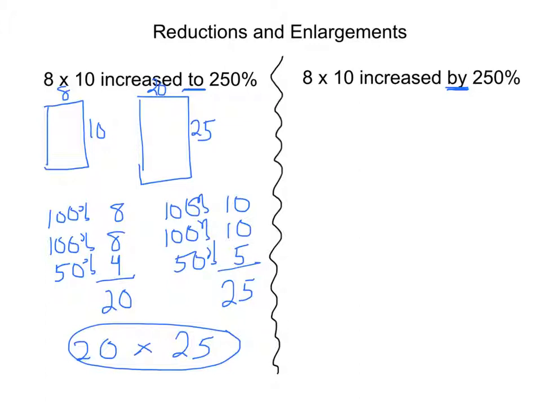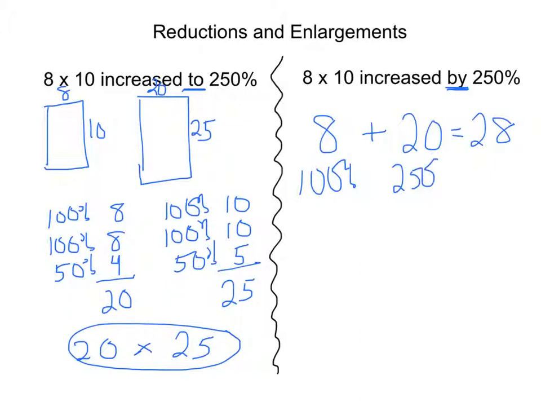Now, the difference when you talk about increasing by a certain percent is that you're going to use the original amount too. So I'm going to start with the 8, and then I'm going to add on the 250%, which is the 20, for a total of 28. So I have my original 100% plus my extra 250%. So when I got my 28, technically that was 350%.